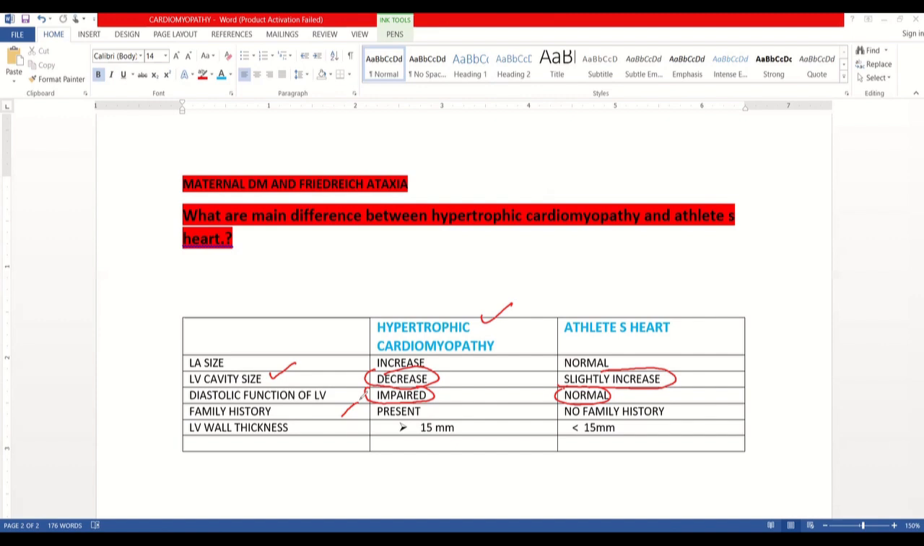What about the left ventricle wall thickness? It is more than 15 millimeter. In the athlete heart, thickness of the left ventricle wall is less than 15 millimeter. Normal is 10. It is slightly increased in athlete heart. Right? Okay.